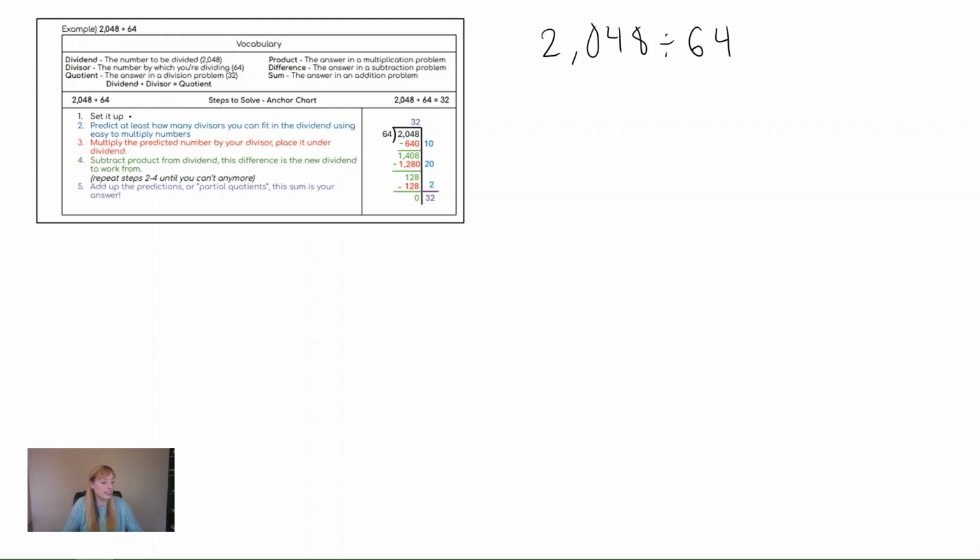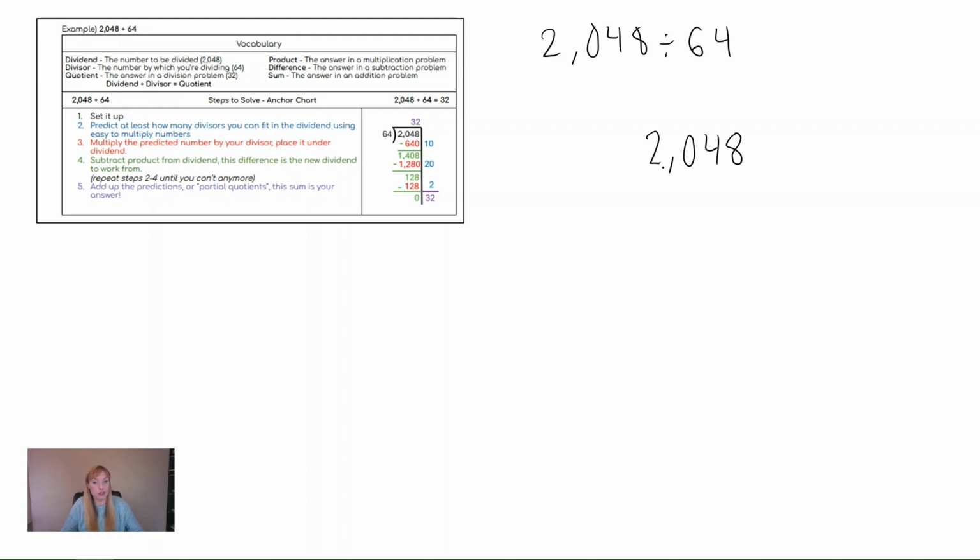Step 1 is to set it up. To set up partial quotients, I'm going to put the dividend down first. The dividend is the number we're dividing, or the first number. In this case, 2,048.